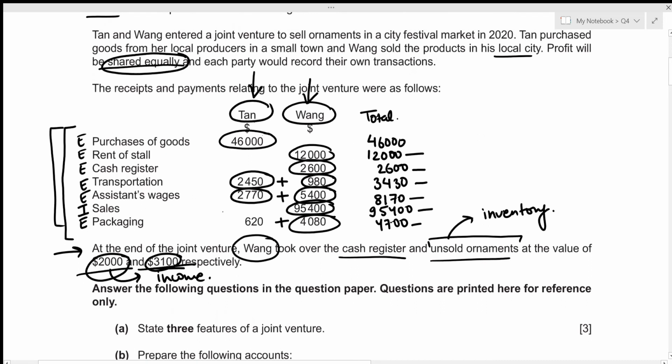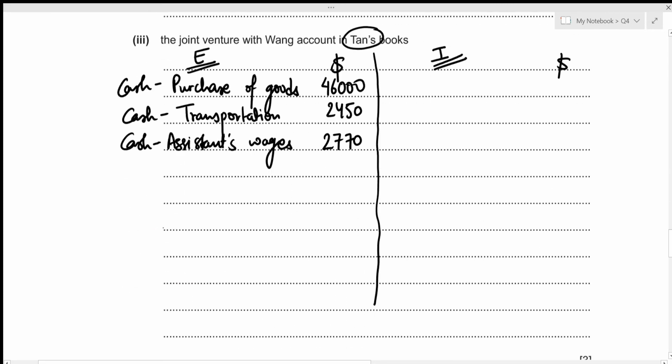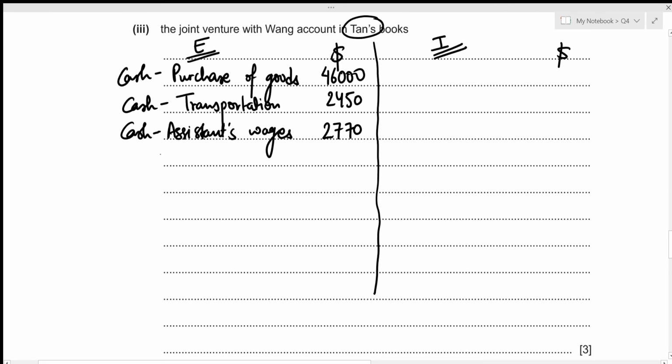Okay, we have the last one amounting to 620, which relates to the packaging. Again, it's an expense, so this must be recorded on the debit side as well. Let's do that. So cash is being paid for packaging, and this amounted to 620.